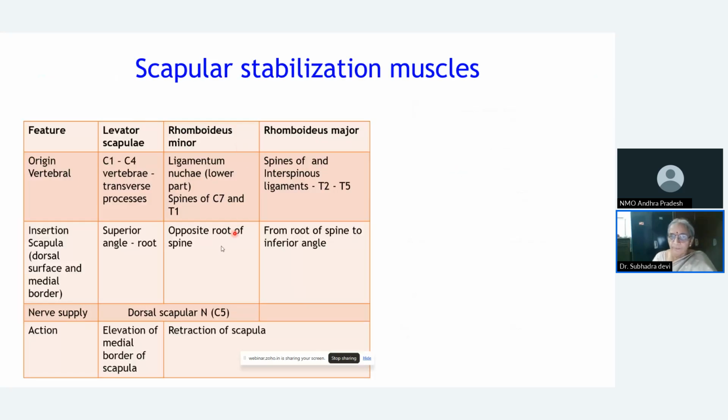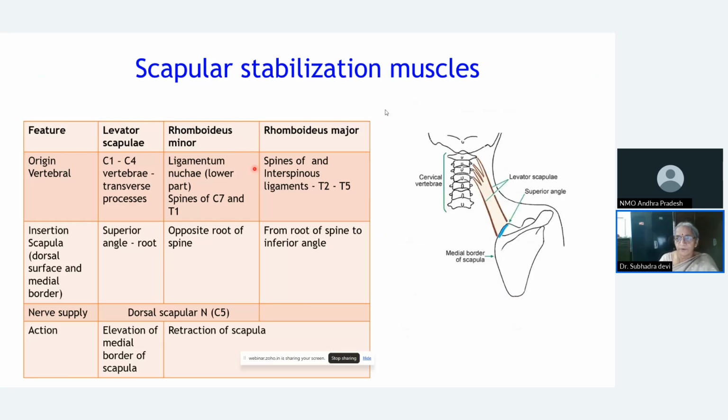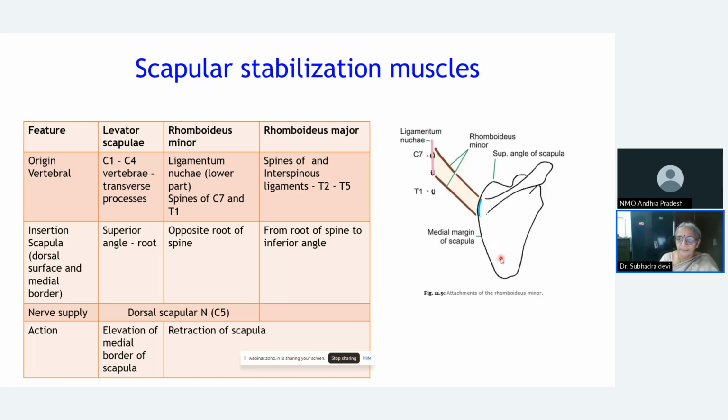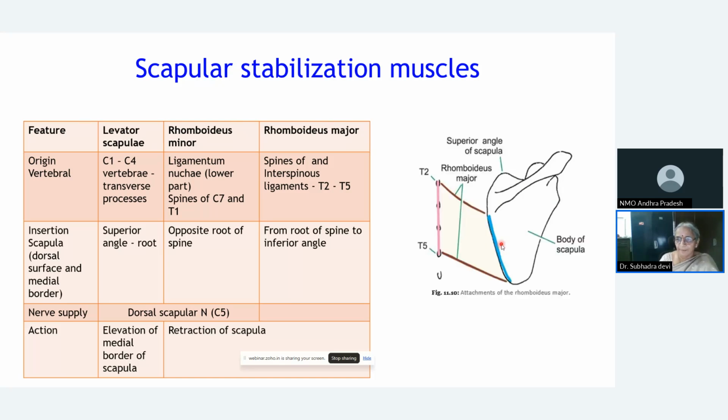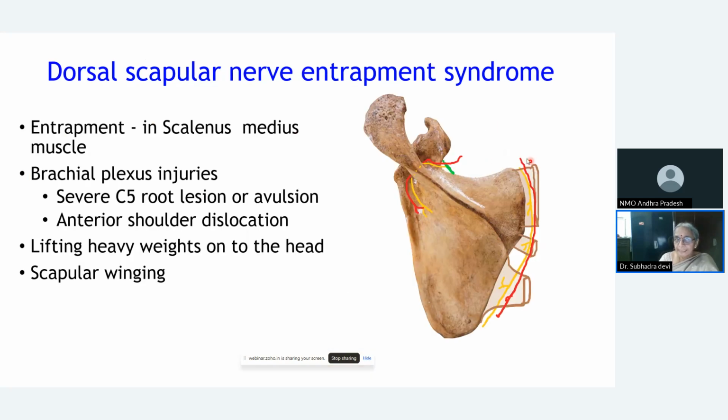And these are the muscles. I am not going into their origin and insertion because we are focusing on its nerve supply. You can see where they go: levator scapulae, rhomboid minor and major. These are the muscles it will supply, and it can get entrapped in the scalenus medius muscle. So you can see, in relation with the scapula, these muscles and the nerve supply. The commonest cause for entrapment is lifting heavy weights on the head.